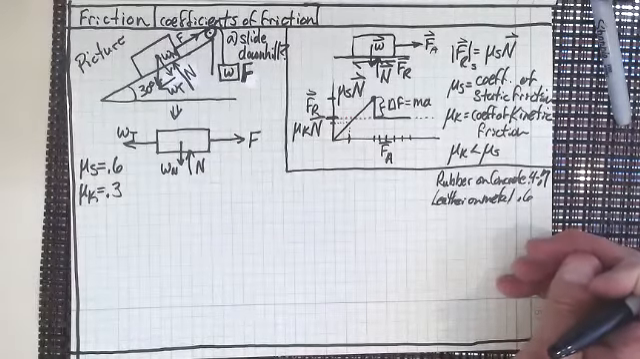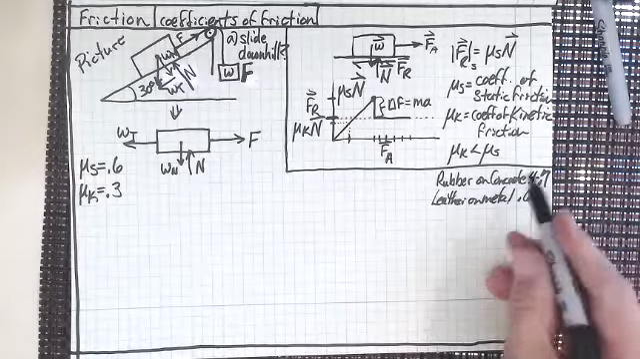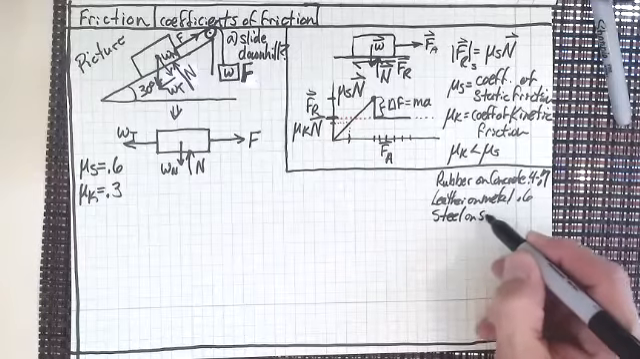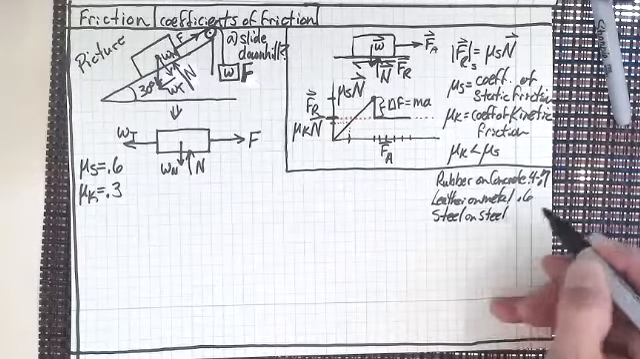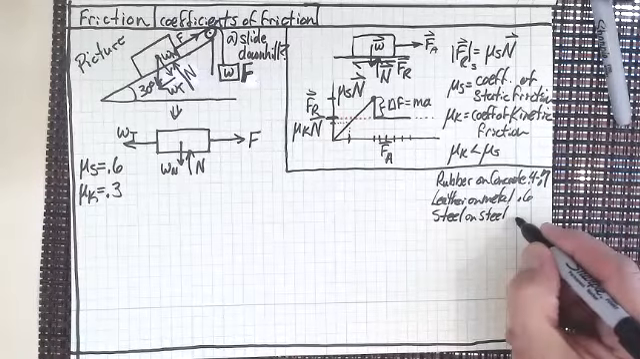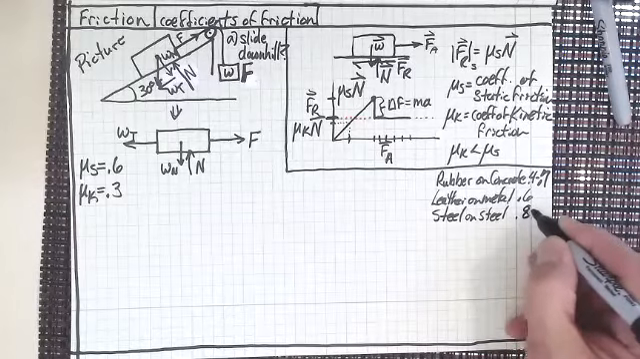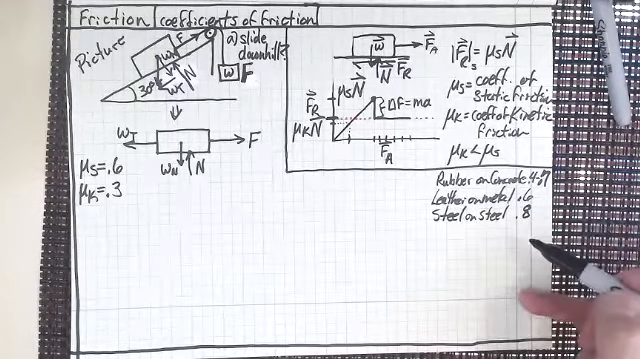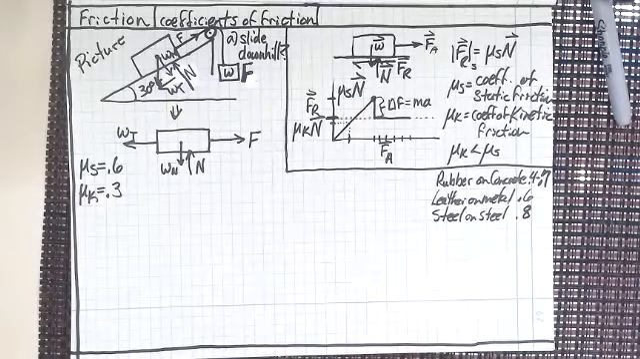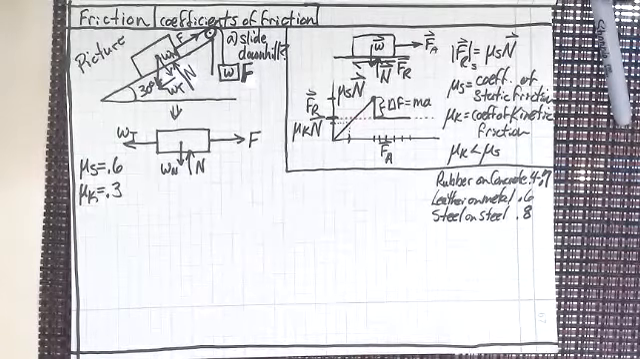If I have steel on steel, now, when would I have this? Well, if I had a pile of powdered steel, the coefficient of static friction is 0.8. So if I had a pile of powdered steel, that pile would be pretty close to a 45-degree angle as far as the angle of repose goes.